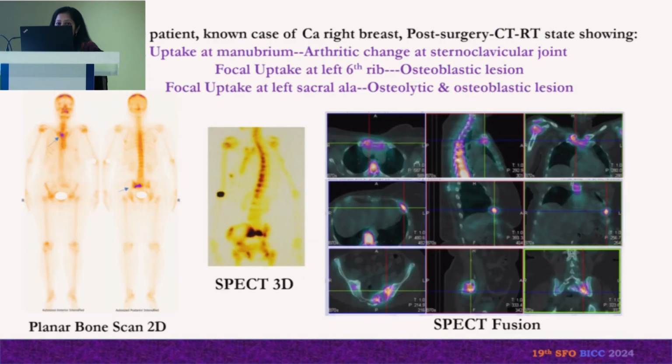The next case, a 40-year female patient, known case of CA right breast, post-surgery and post-CTRT status, showing focal radiotracer uptake at the manubrium, which shows arthritic changes in the sternoclavicular joint in the SPECT CT fused images.